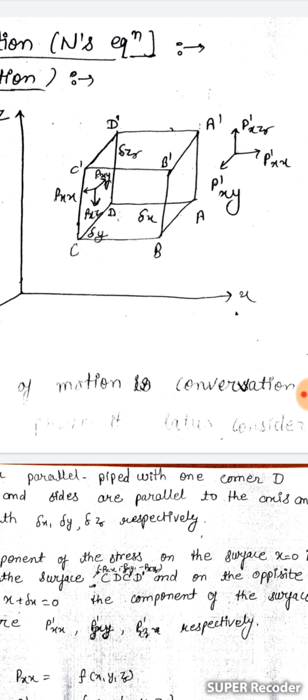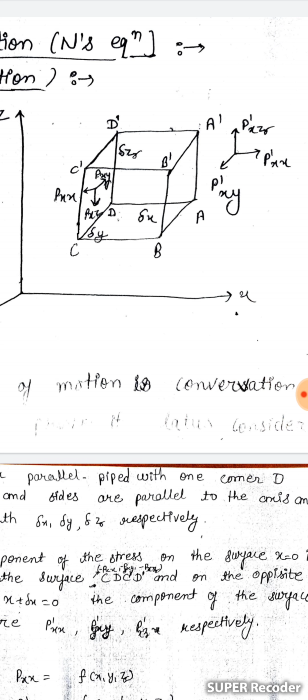The components on the surface AB B'A' are P'x, P'y, P'z respectively. Now from Px equal to P(x, y, z) and P'x equal to P(x plus delta x, y, z), P'x is equal to P(x, y, z) plus delta by delta x of P(x, y, z) into delta x. Similarly, P'xx is equal to Pxx plus delta Pxx upon delta x into delta x. So P'xx minus Pxx is equal to delta Pxx upon delta x into delta x. Similarly, P'xy minus Pxy is equal to delta Pxy upon delta x into delta x, and P'xz minus Pxz is equal to delta Pxz upon delta x into delta x. This is our equation number 1.